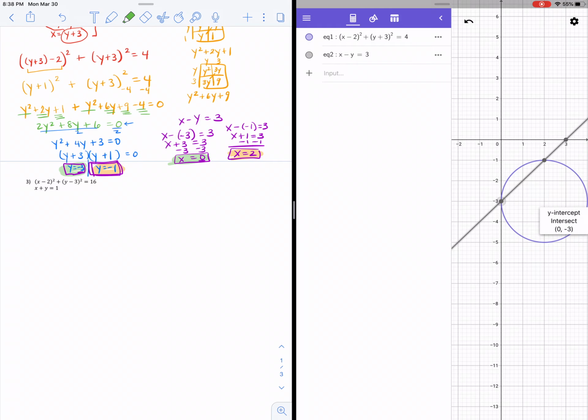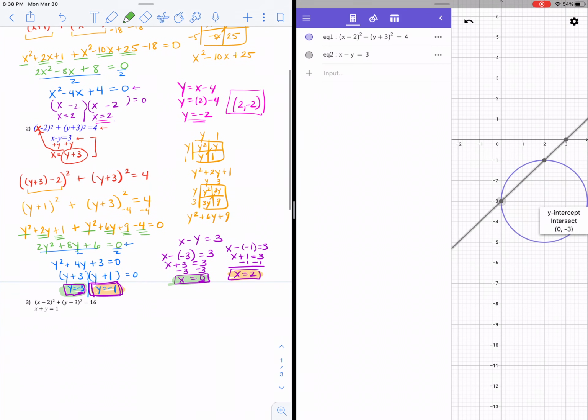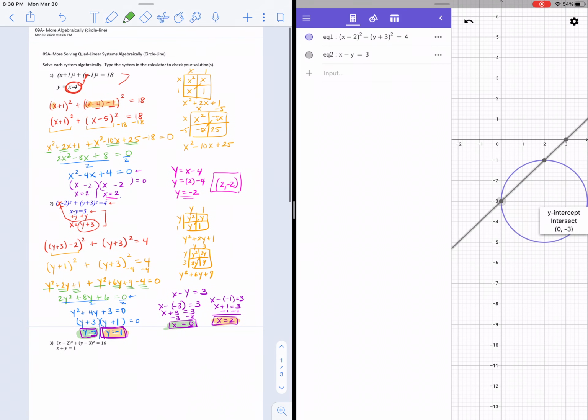So you could see it graphically as a way to check, but if you're asked to do it algebraically, you need to be able to show all these steps of eliminating one of the variables, getting one of the variables solved for first, plugging that in, and getting the other.